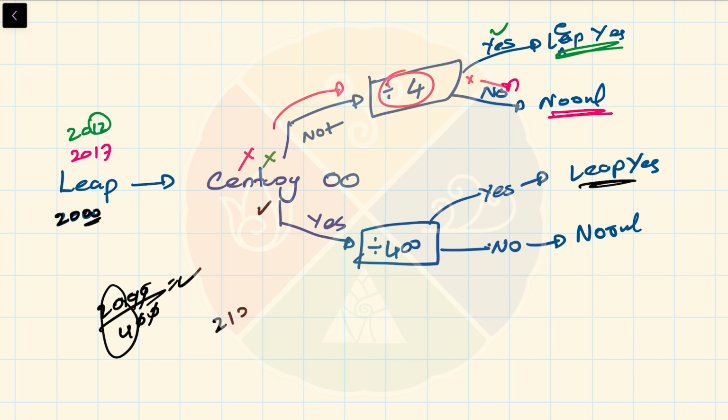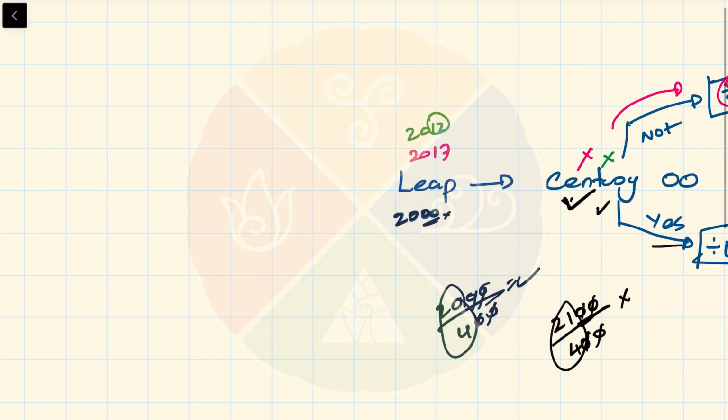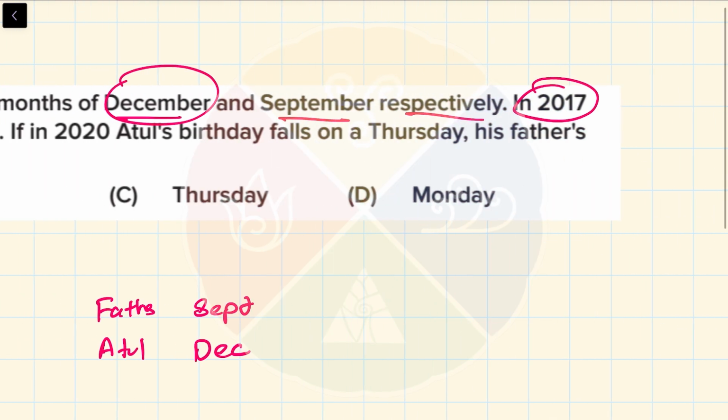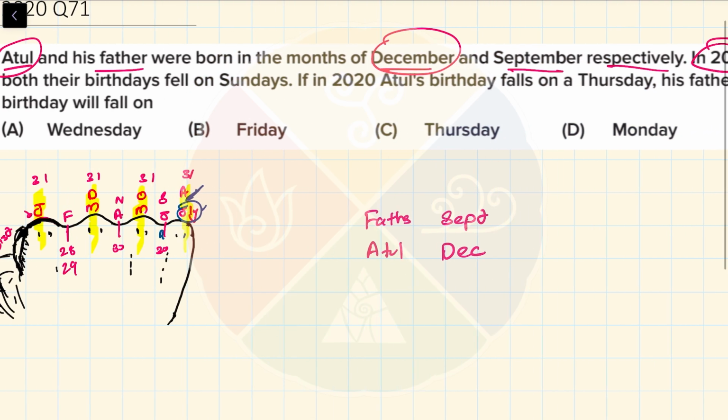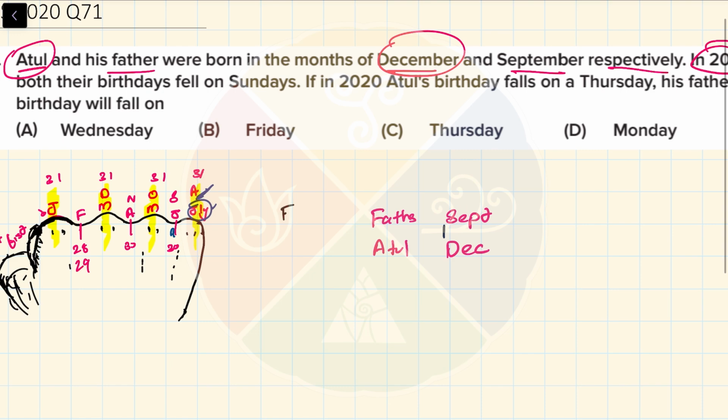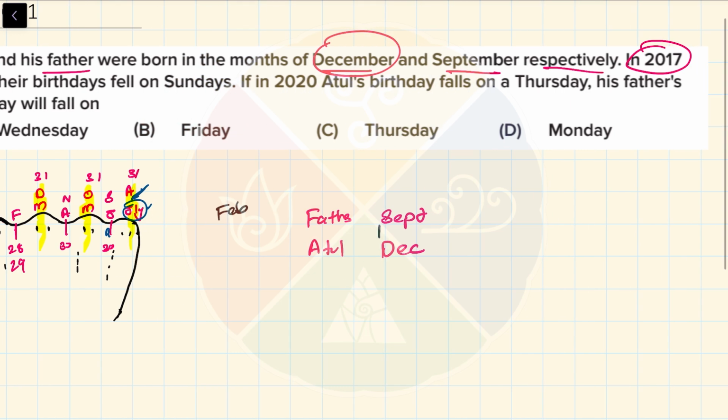On the contrary, if we take the year 2100, is that a century year? Yes, it is a century year. So we'll go here. Now we'll check the divisibility by 400. It is not divisible. If it is not divisible, then it is a normal year. Now, anyway, 2017 is a normal year. A year becomes normal or leap because of February having 28 or 29 days. Both these months come after February, so technically that is not going to affect us.